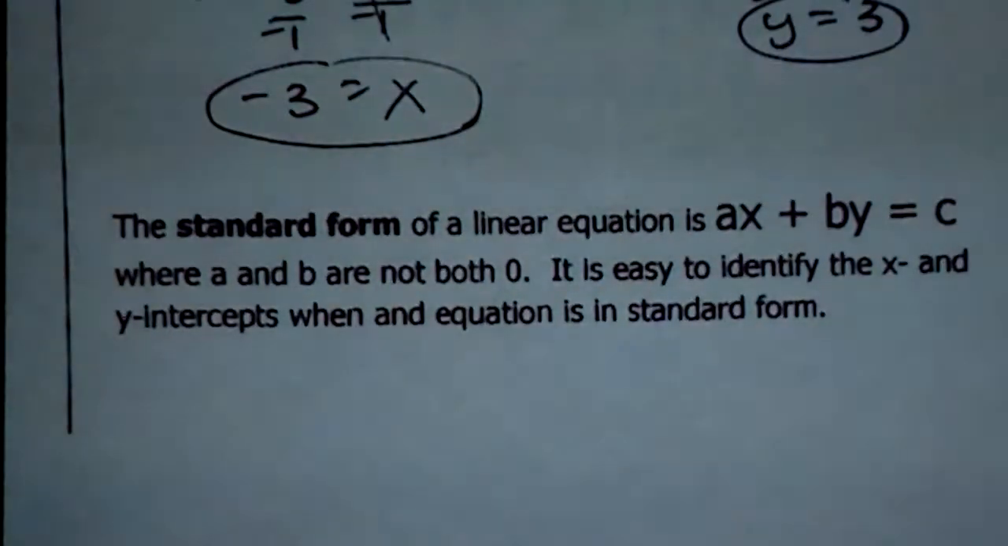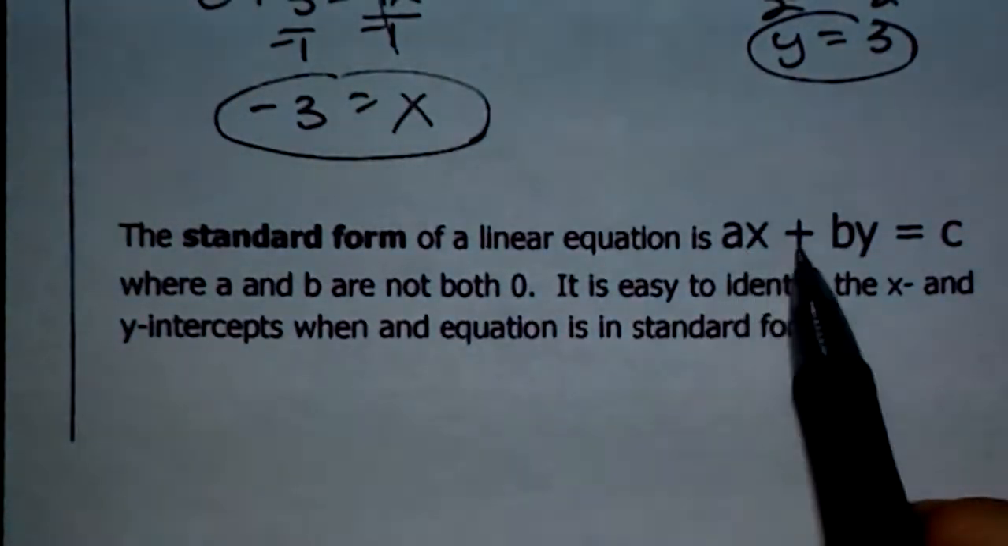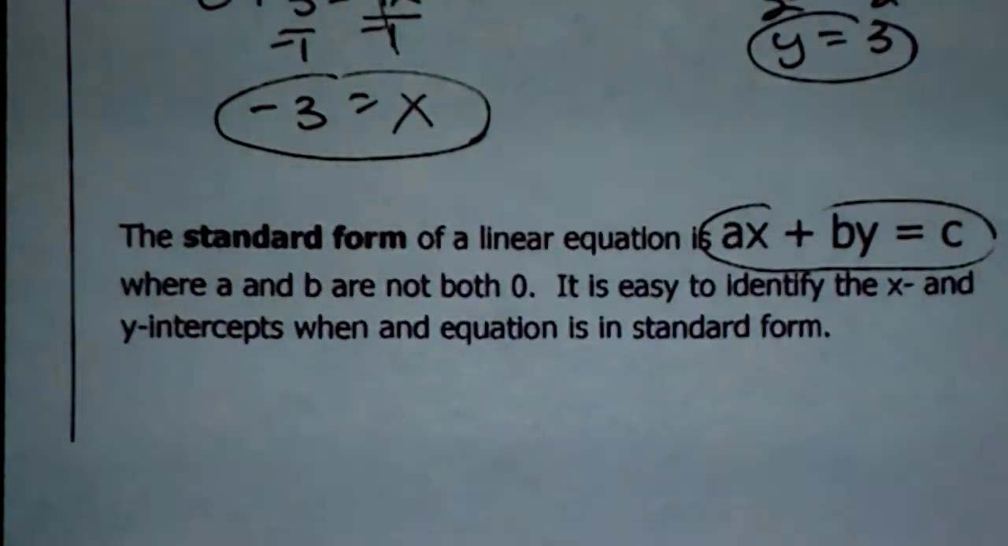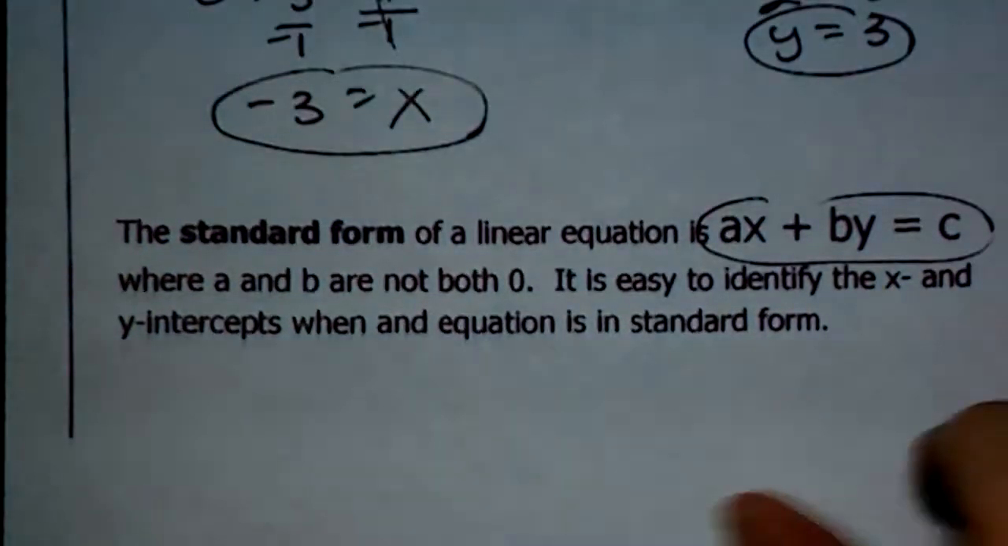Alright, so standard form. The standard form is ax plus by equals c. A and b can't both be 0. And this form of a linear equation makes it super duper easy to figure out the x and y intercepts. Alright, turn your page.